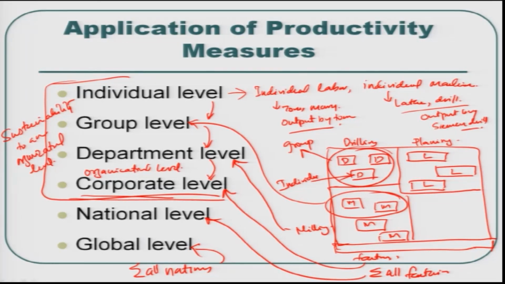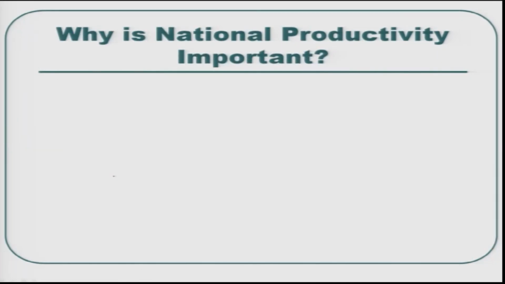The reason is that if all the corporates become sustainable, then obviously it's a summation of the sustainability across the national and the global level. So this is where we set the cutoff point for us in this course. Okay, so the obvious question is, why is national productivity improvement important for us? That is an important question for us. Everybody asks this question, why is it important?